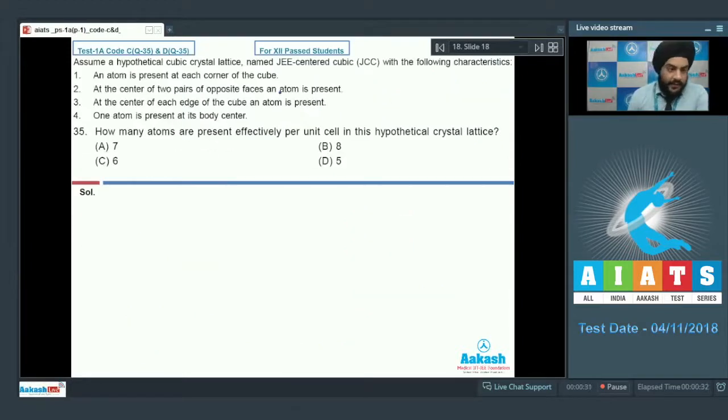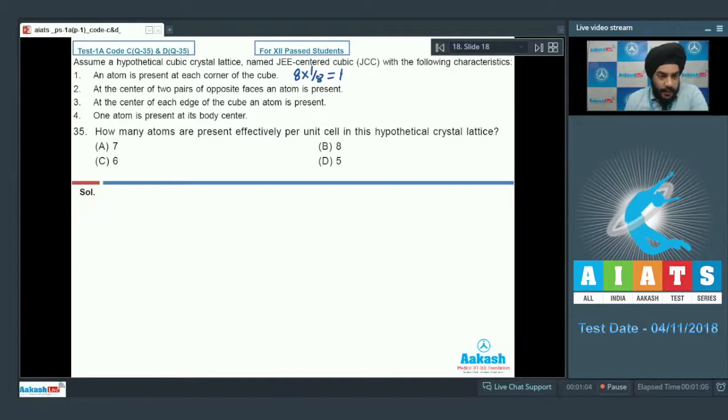Let us look at the next paragraph now. Assume a hypothetical cubic crystal lattice named JEE centered cubic with the following characteristics. So some characteristic related to the lattice is given to us. Let us look at them and try and figure out what the examiner is interested in. So first, an atom is present in each corner of the cube. So students, the contribution of that to the cube will be equal to 8 into 1 by 8, that is equal to 1.